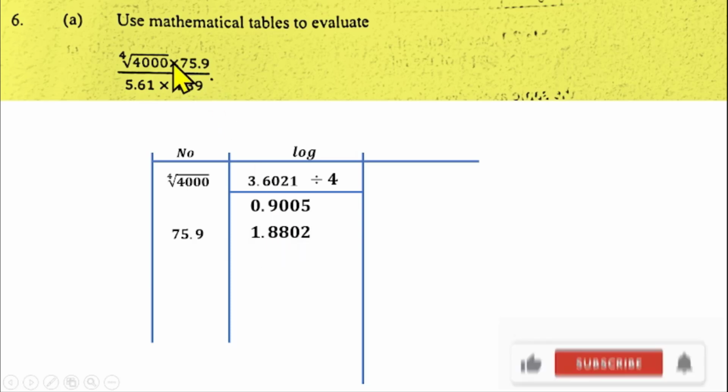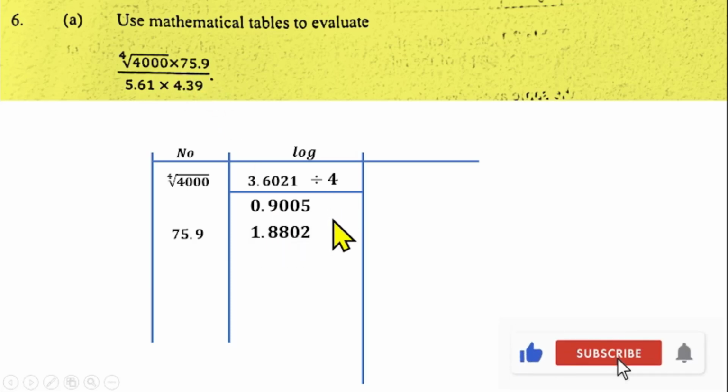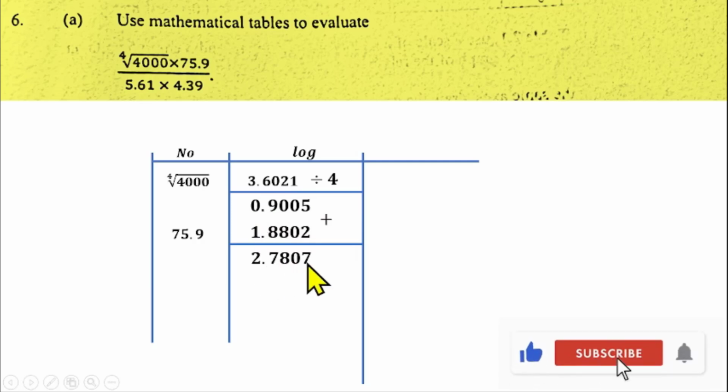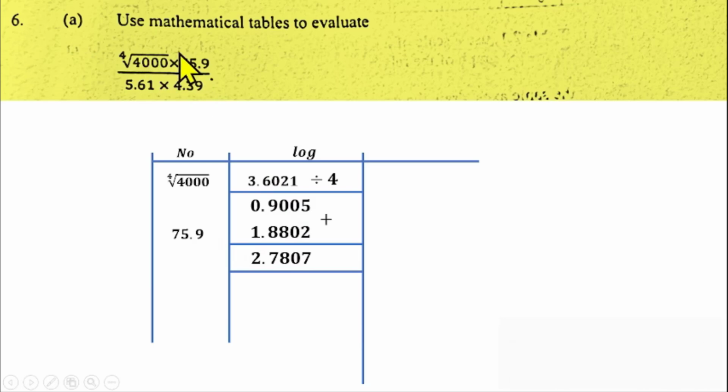In between they are having times, so times will change to addition, so you need to add them together. So you have plus, then bring a line here. You now add this together, and that should give us 2.7807 for the value of the numerator. So I can close that line. This is the logarithmic value of the numerator.